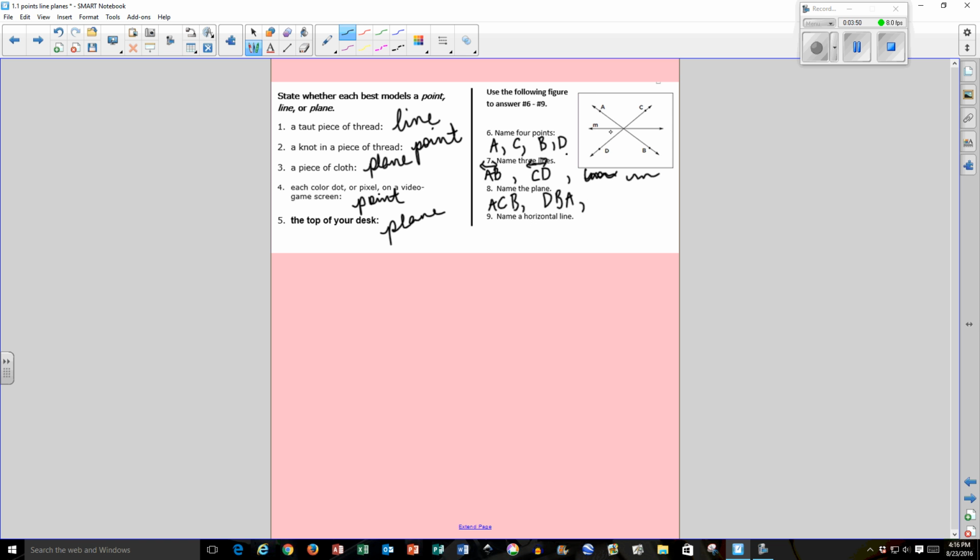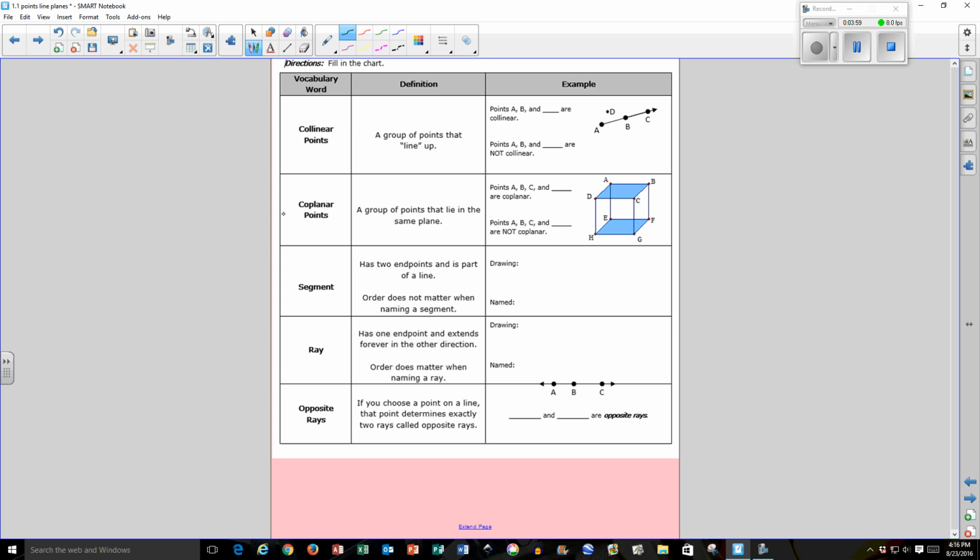Name a horizontal line. Horizontal, remember horizontal is the x-axis. So line M would be a horizontal line. Collinear points. Collinear points are a group of points that line up. That means they're all on the same line. So all on the same line.